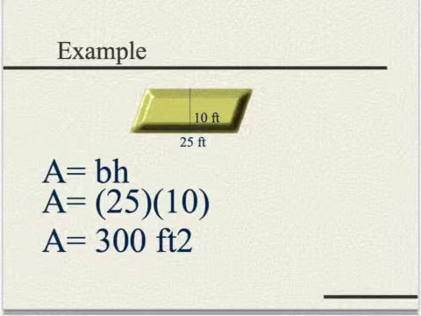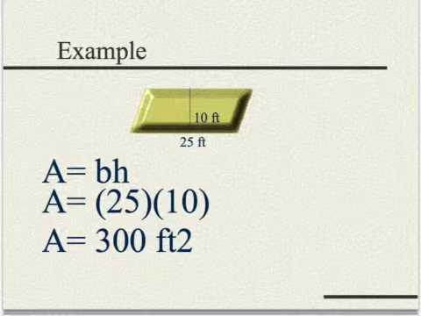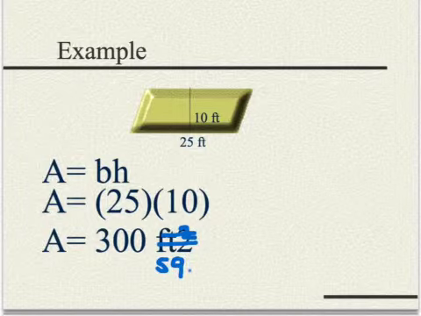For this example, we have area is equal to base times height. And so they have 25 times 10. This here is the base of the parallelogram, and the height is labeled as 10 feet. 25 times 10 is 250, and it's 250 square feet. Let me just cross out this label and just write it out. Square feet.